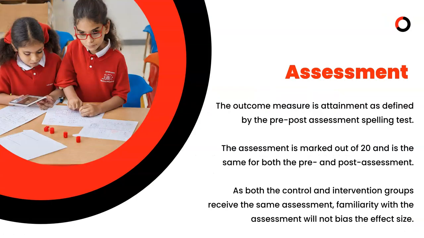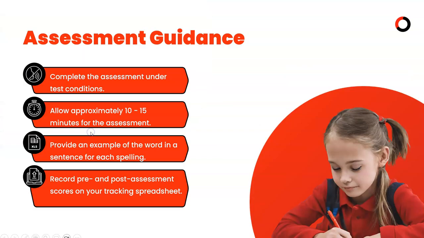So just moving on to the assessment, the outcome is attainment as defined by the pre and post spelling test. The assessment is marked out of 20, the same for both the pre and the post assessment, and as both the control and intervention groups receive the same assessment, this familiarity with this should not bias the effect size. And the assessment guidance, please complete the assessment under test conditions, allow approximately 10 to 15 minutes. You can provide an example of the word in a sentence for each spelling, and then make sure you record your pre and post assessment scores onto your tracking spreadsheet and then input this into the platform.